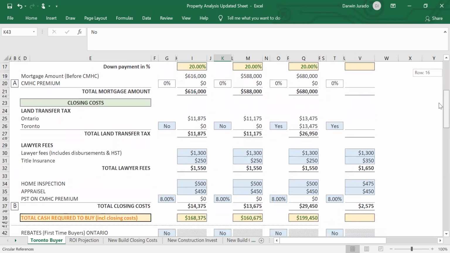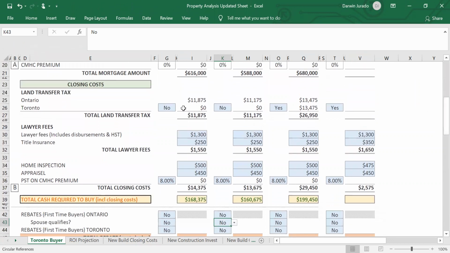The next thing we would be looking at are the closing costs. Land transfer tax applies. If the property is in Toronto, like the one is actually there, then we would add the Toronto land transfer tax. And so we can do that very quickly, very easily, and apply that if that's the case. So then we're looking at lawyers' fees, home inspection, appraisal, and all of that is tabulated. And then we're looking at the total cash required to purchase each property.